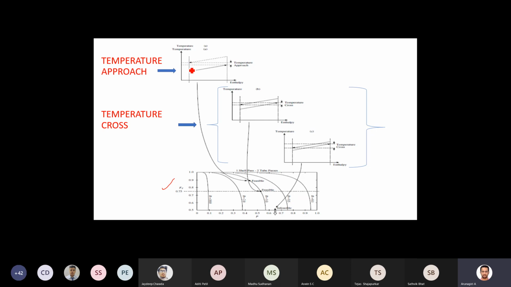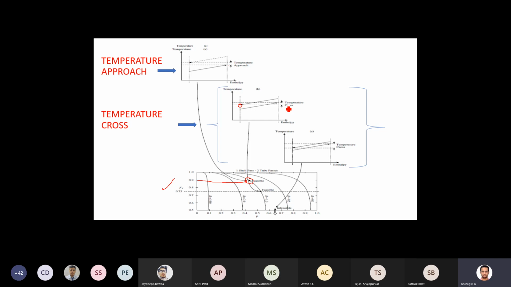Okay. So here your approach is high, correct? This is your outlet temperature of the hot fluid. So this is your temperature approach, correct? If you calculate for these conditions, the LMTD correction factor value will be around 0.9. Okay. So if you change this, here we observe the cold fluid outlet temperature is more than the hot fluid outlet temperature.